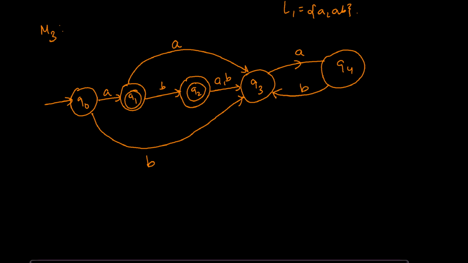So what will happen is that once you enter Q3, whatever the remaining part of the string is, you will oscillate between Q3 and Q4, and Q3 and Q4 are non-final states. So whatever the string is, it is not going to be accepted by the DFA. Technically it's not a dead state, but it is oscillating between the two.